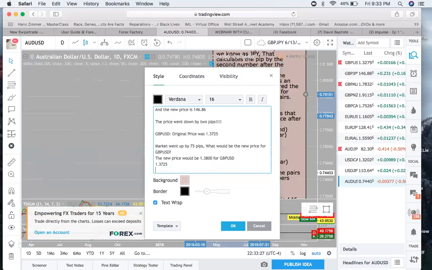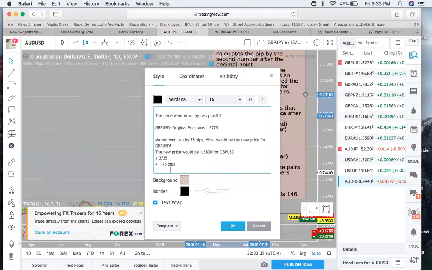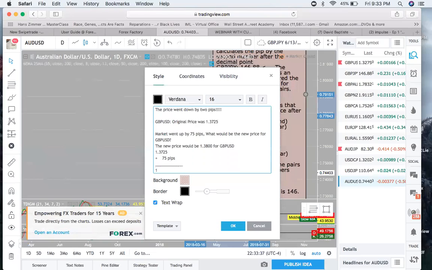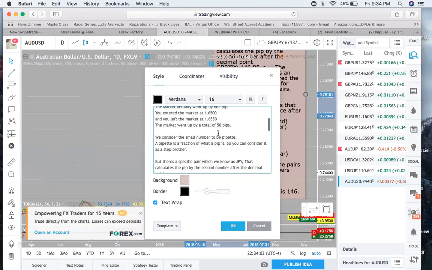All right, so the reason for that is because when you add 1.3725 plus 75 pips, 5 plus 5 is 0. You carry the 1. 7 plus 2 is 9. Plus 1 is 10. So you have 2 zeros. Now you carry the 1. 7 plus 1 is 8. And so you just add all the other numbers down. So your new price would be 1.3800 for GBP USD. All right, and that's how you calculate pips.